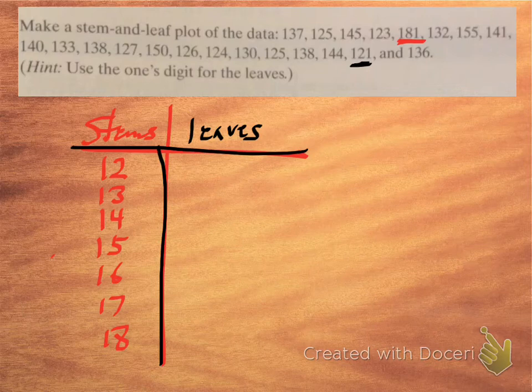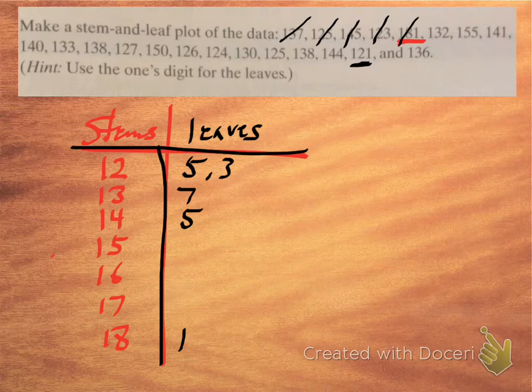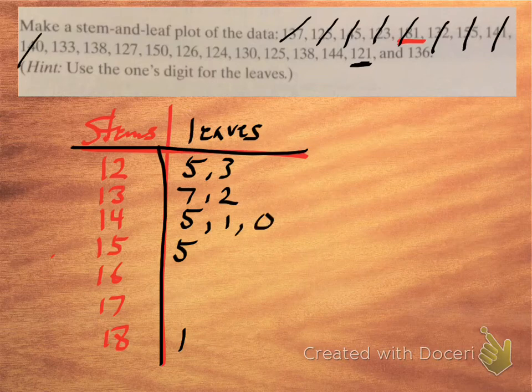So I'm just going to go straight across, and we're going to go 137. So that's 137. We're going to put the 7 there. 125. So that's 125. 145. 123. 181. 132. 155. 141. 140. That'll still start with a 14, so we'll put a 0 in there for the leaf. 133. Okay, and you get the idea. 138. I'm going to go a little bit faster here. 127. 150. I already have a 155.